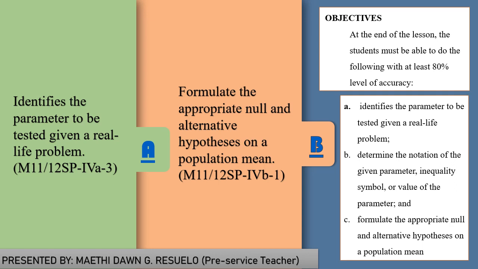Since we're having our distance learning, I prepared here a pre-recorded lesson since we weren't able to have our face-to-face class. So just stay back there, watch the video, and learn something today. This topic will be to identify the parameter to be tested given a real-life problem and formulate the appropriate null and alternative hypothesis on a population mean.